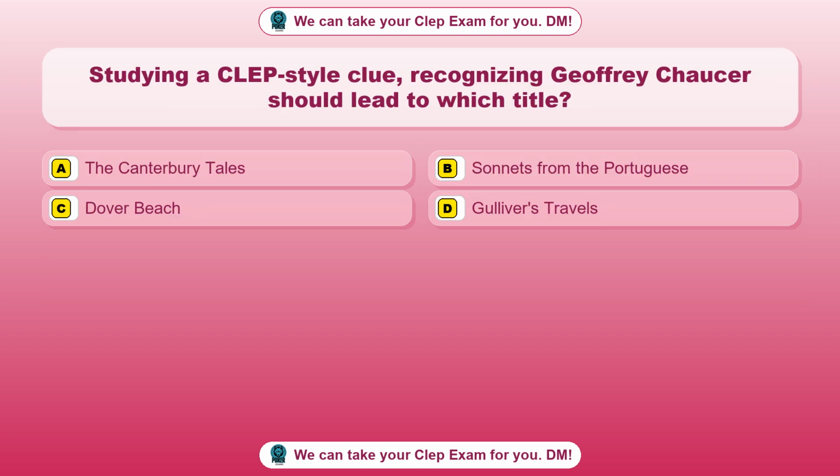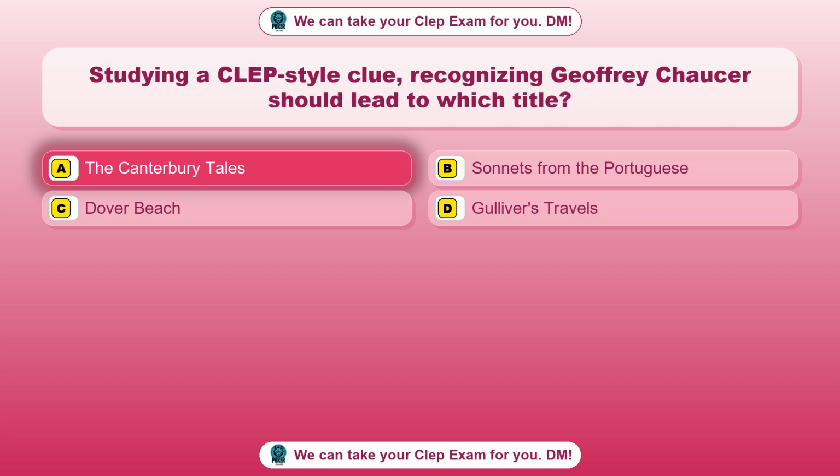Question 52. Studying a CLEP style clue, recognizing Geoffrey Chaucer should lead to which title? Option A, The Canterbury Tales. Option B, Sonnets from the Portuguese. Option C, Dover Beach. Option D, Gulliver's Travels. The correct answer is option A, The Canterbury Tales.